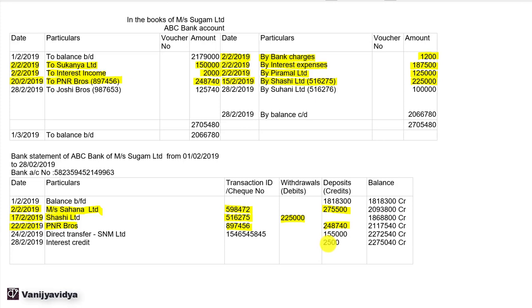Now let's number all the uncommon transactions from your opening bank reconciliation statement, your cash book and your bank statement to find out what are the items of the bank reconciliation statement as on 20th Feb 2019. Let's do that.